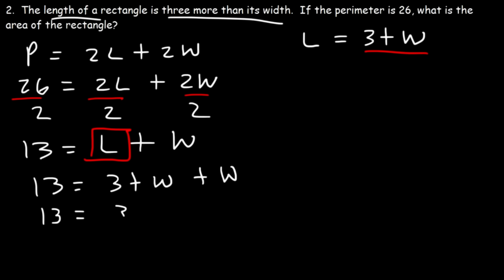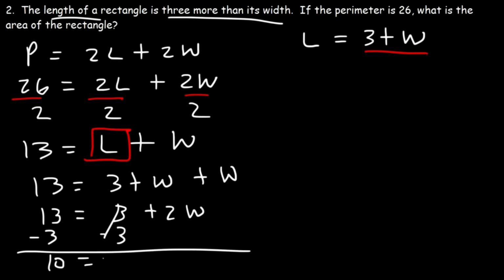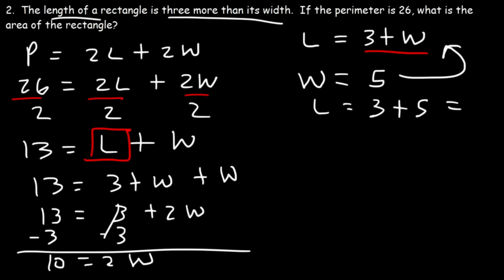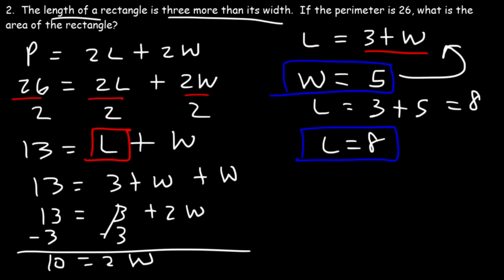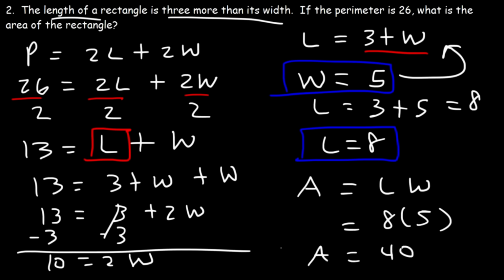So that's 3 plus 2W. Now we can find the value of W. Let's subtract both sides by 3. So 10 is equal to 2W. And if we divide both sides by 2, 10 divided by 2 is 5. So W is 5. L is 3 more than W, so 3 plus 5 is 8. So L is 8. So we have the width and we have the length. Now we know that the area is length times width, or 8 times 5. So it's 40 square units, and that's the answer.